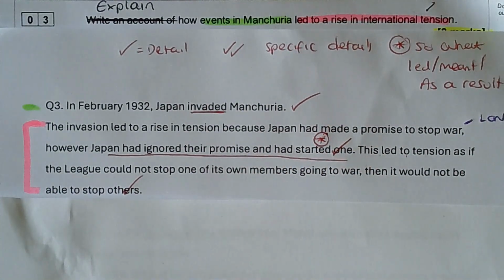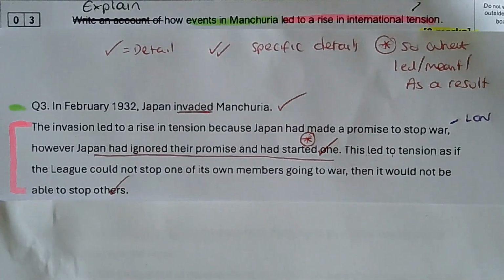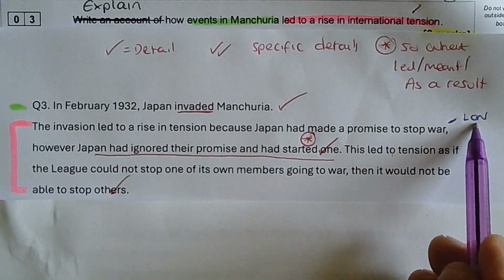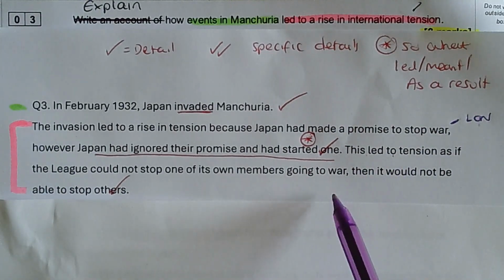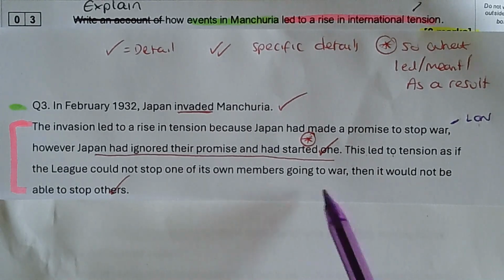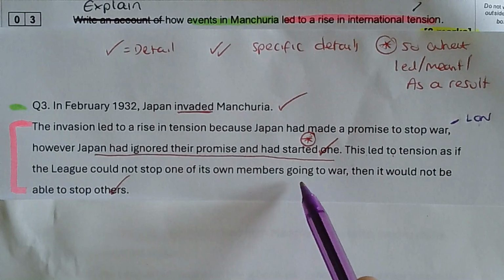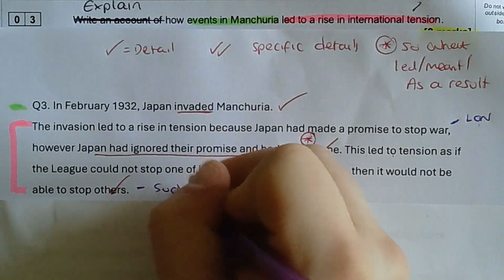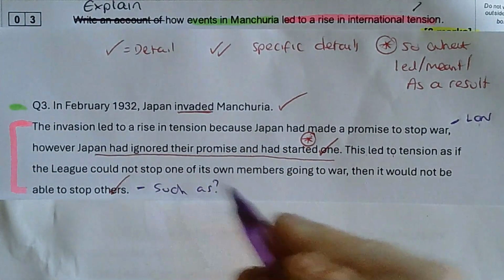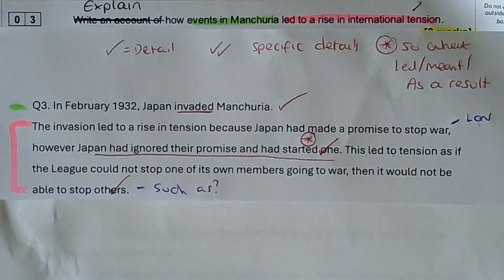Now some examiners might go, it's good, but does it lack a bit of detail? Which is why I've added the League of Nations in there. Could it give an example of how this meant the League couldn't stop its own members going to war? Or when it says it would not be able to stop others, such as... just another piece of detail there might push us up. But for me, it's a level 2, a 3 or 4 out of 8.